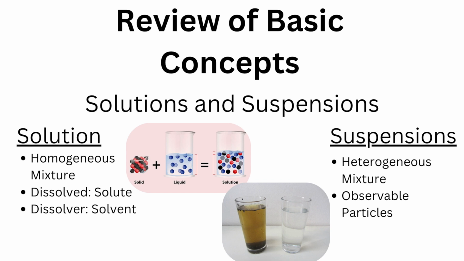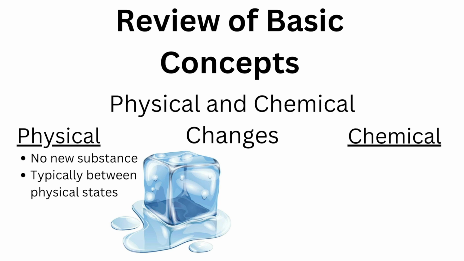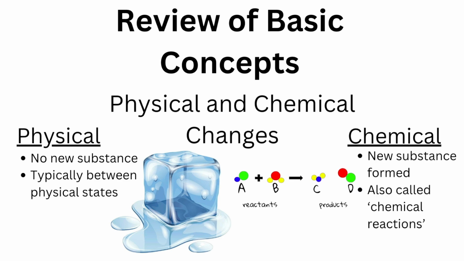Now let's look at physical and chemical changes. Physical changes are when no new substance is formed, typically a change just between physical states. Chemical changes or chemical reactions are when at least one new substance is formed. In a chemical reaction, the starting substances are called reactants and what results are called the products.